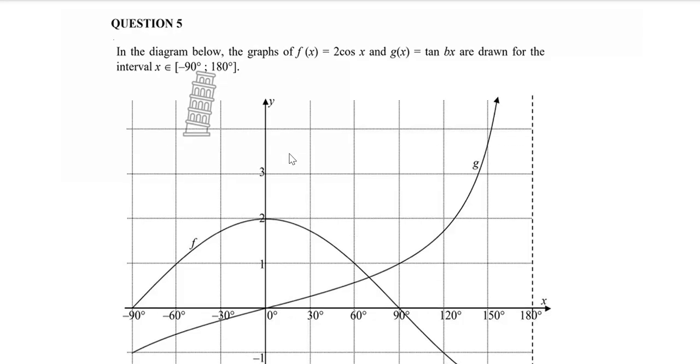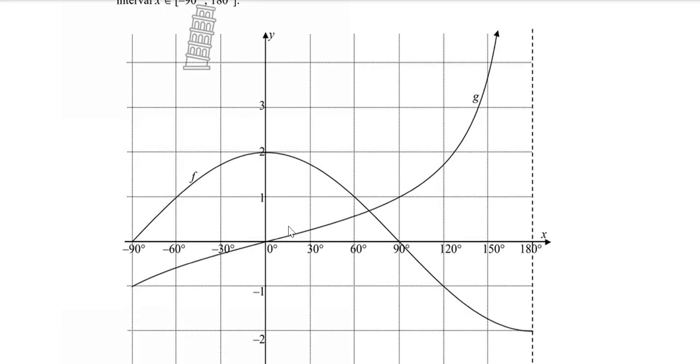Okay, they say in the diagram below, f of x is equal to 2 cos x, and g of x is equal to tan bx, drawn for the interval from negative 90 degrees to 180 degrees. Let's go and check it. Here is our f of x, and here is our g of x. Do you get me?